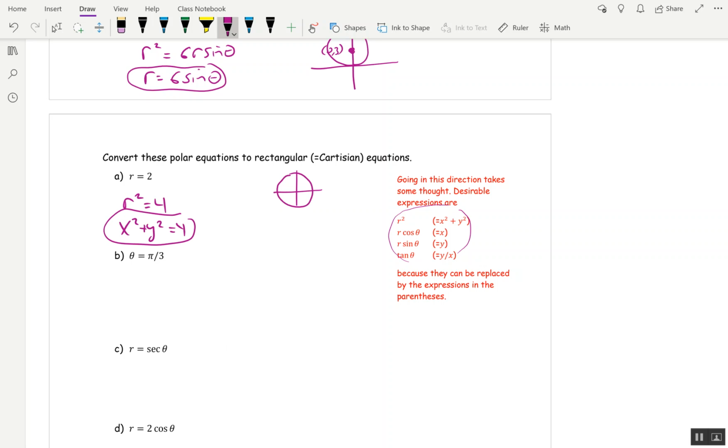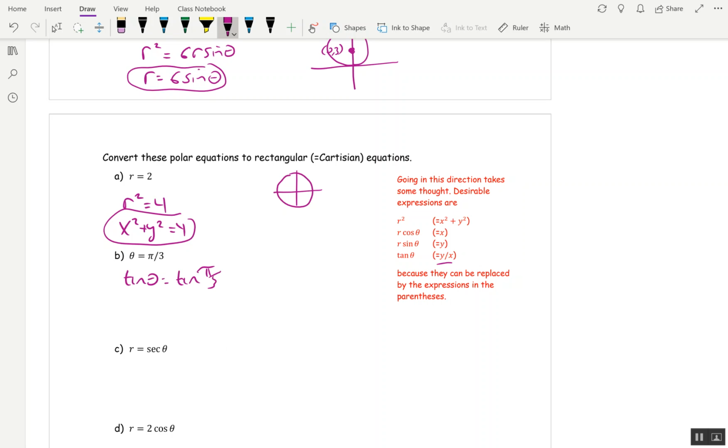And as I promised, that's a circle centered at the origin, radius 2. Okay, theta is pi over 3. Well, if I had a tangent in front of that theta, I could replace it with y over x. So I want a tangent there, so I'm going to put one there. Tangent theta, but whatever I do to that side, I have to do the same thing to the other side. Equals tangent of pi over 3.